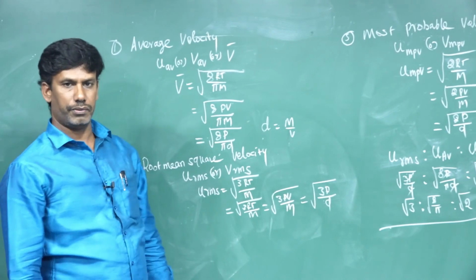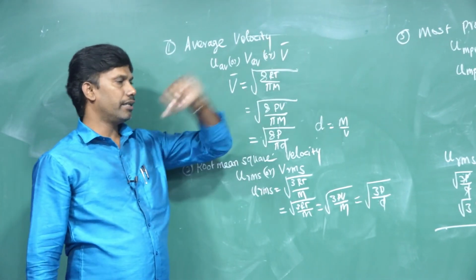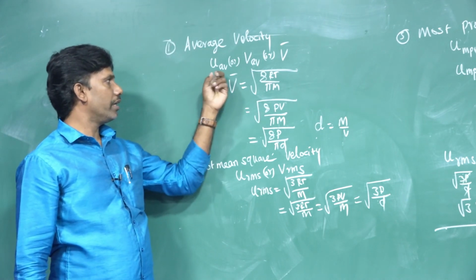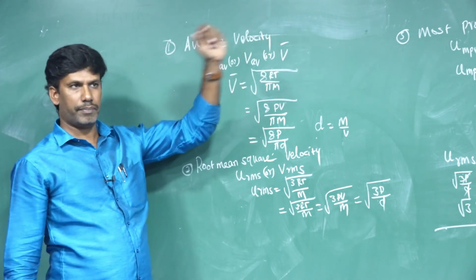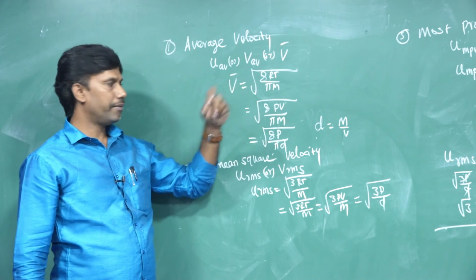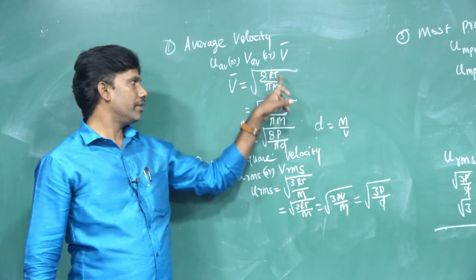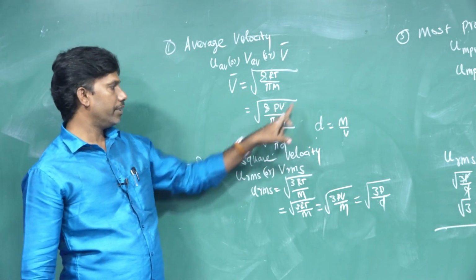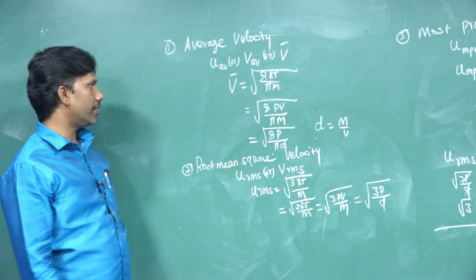So once again, I am repeating, there are three different types of velocities: average velocity, root mean square velocity, and most probable velocity. The average velocity can be denoted by U_av, V_av, or V bar. V bar equals root of 8RT by pi M. RT can be replaced by PV because of the gas equation PV equals RT. Then, since D equals M by V, substituting D in the denominator you get 8P by pi D. This is called the average velocity.